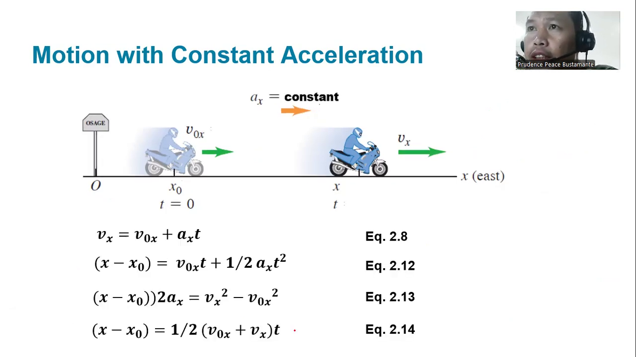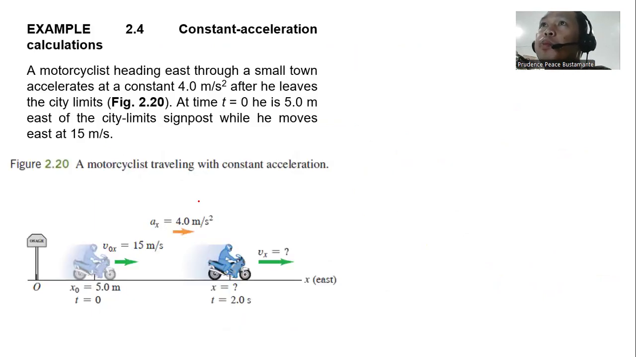If we look at this one, this is our fourth equation. We call this one the kinematic equation for motion with constant acceleration. Okay, so let's apply this to a problem.